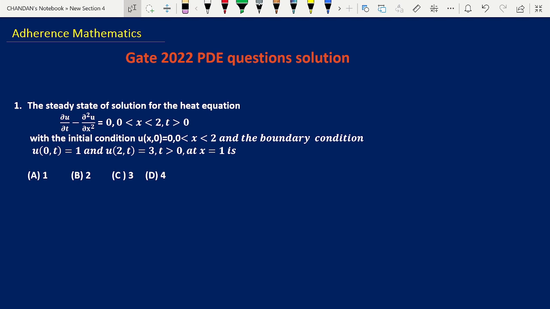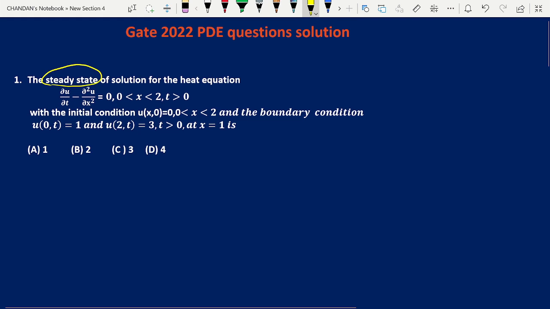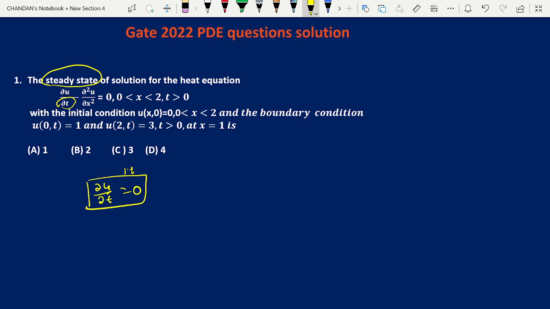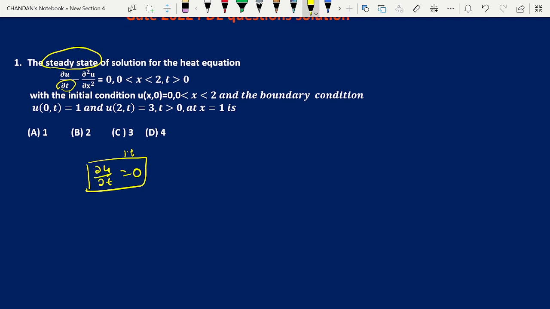So in our first question, what is given? Given that it is the steady state. What is the meaning of steady state? Steady state means the derivative with respect to time t is equal to 0, that is, del u by del t is equal to 0. We found a condition. Now if we substitute this condition in the main equation, then we get del square u by del x square equal to 0, and we also write it like this: u_xx = 0.